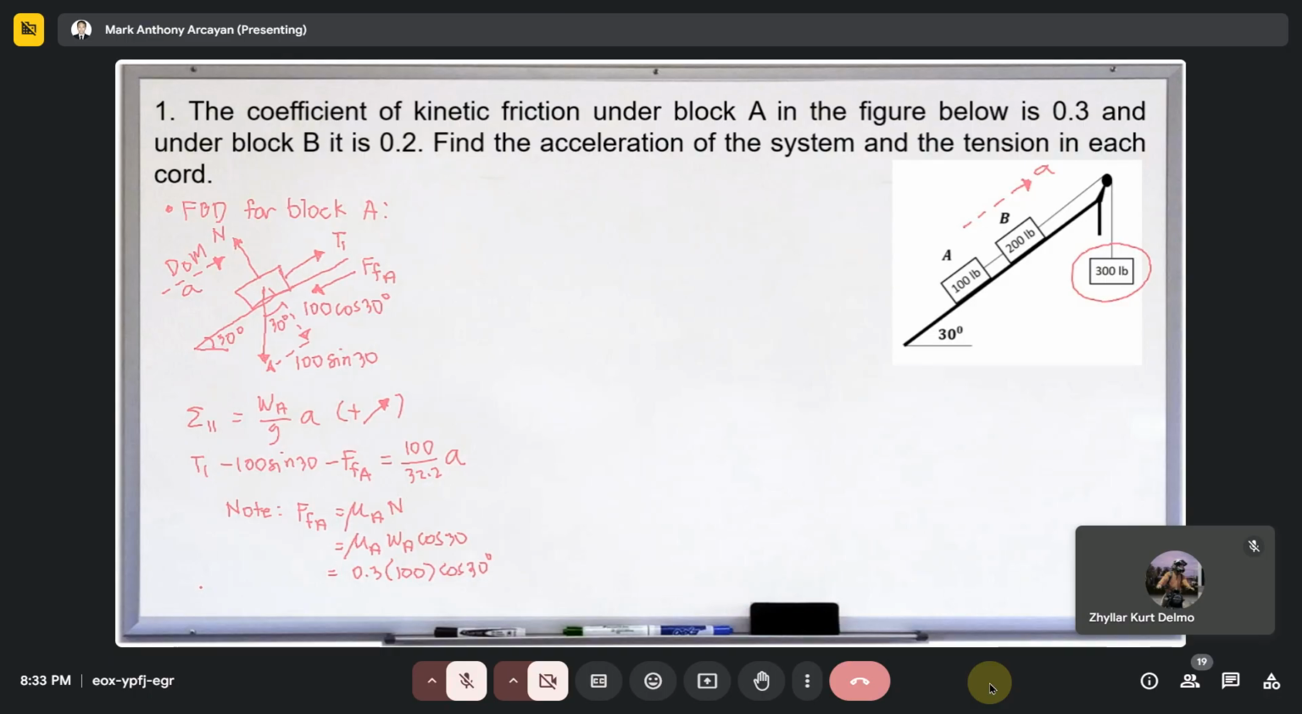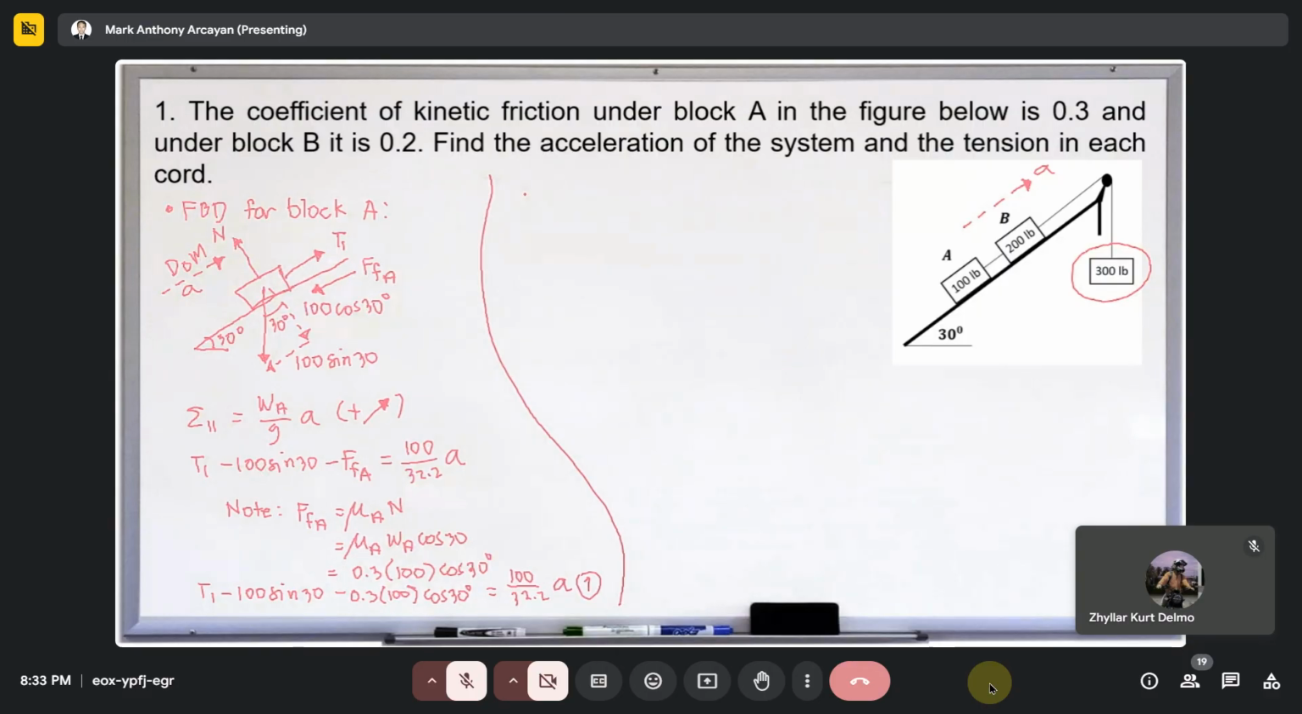Therefore, we have T1 minus 100 sine 30 minus 0.3 times 100 cosine of 30 degrees equals 100 over 32.2 times the acceleration. This should be our equation 1.